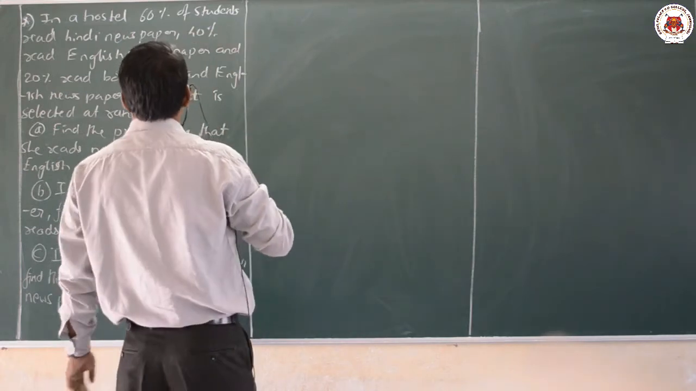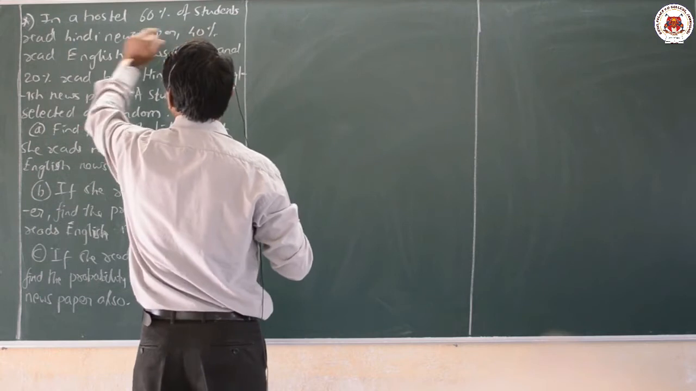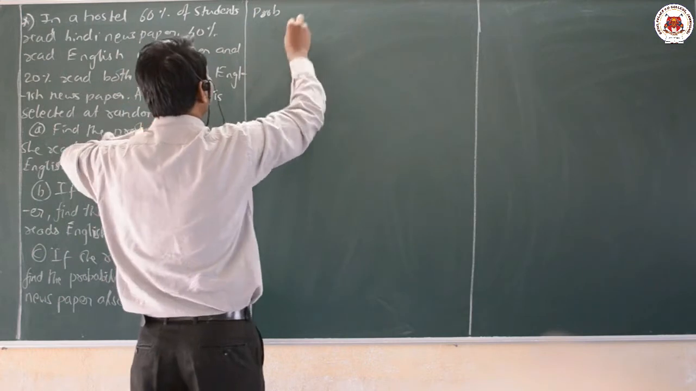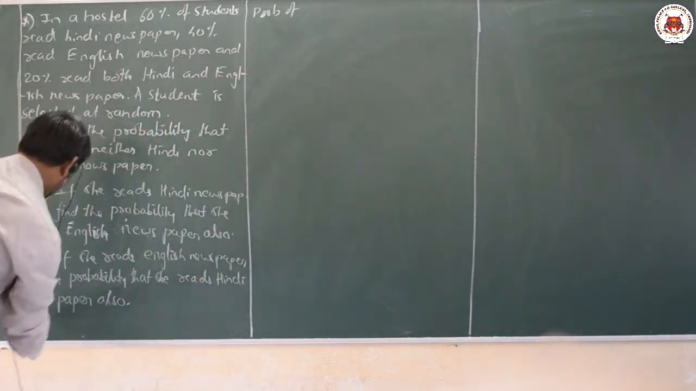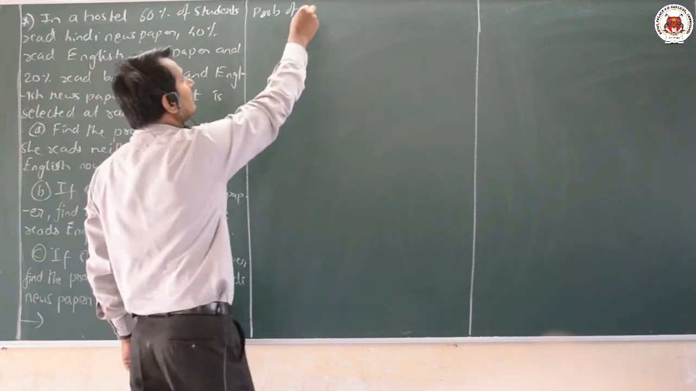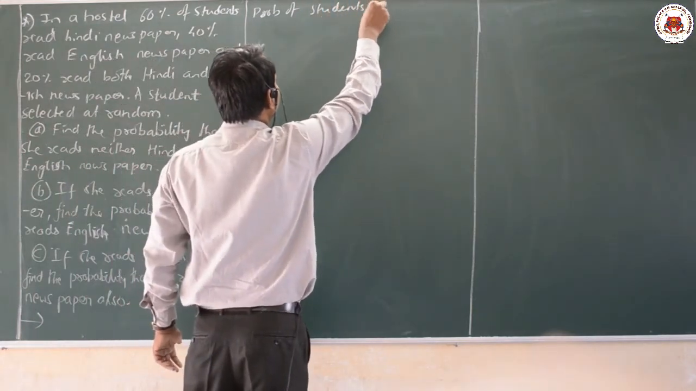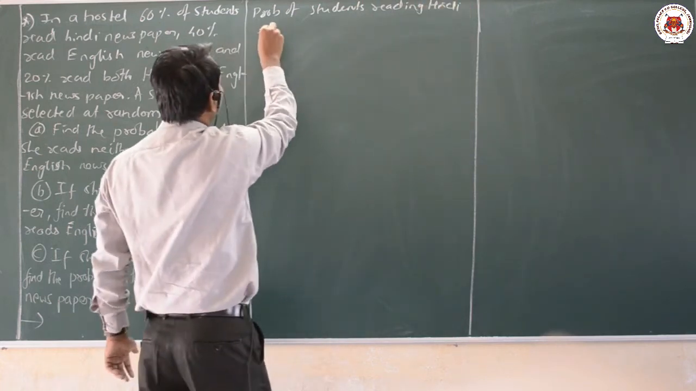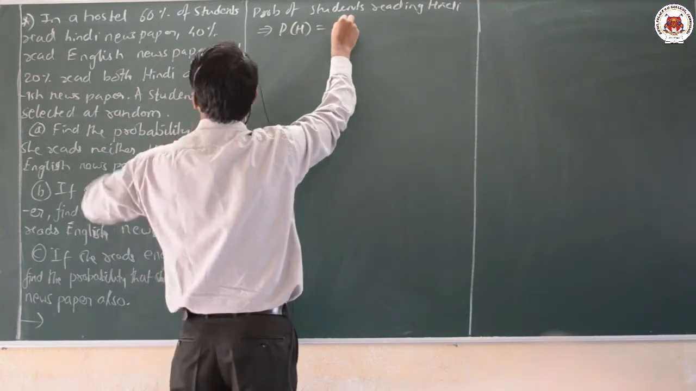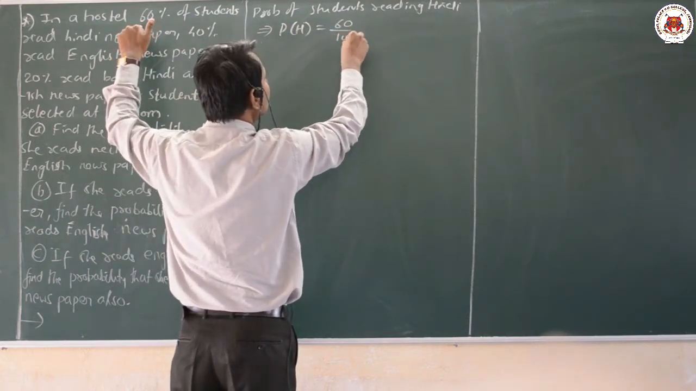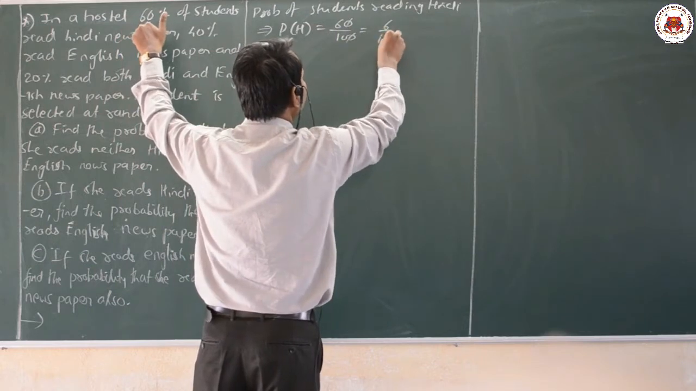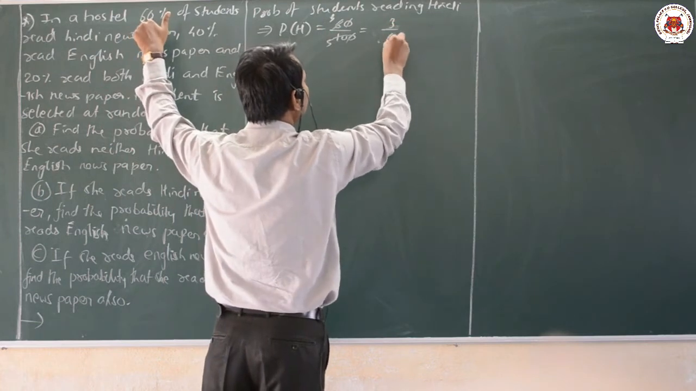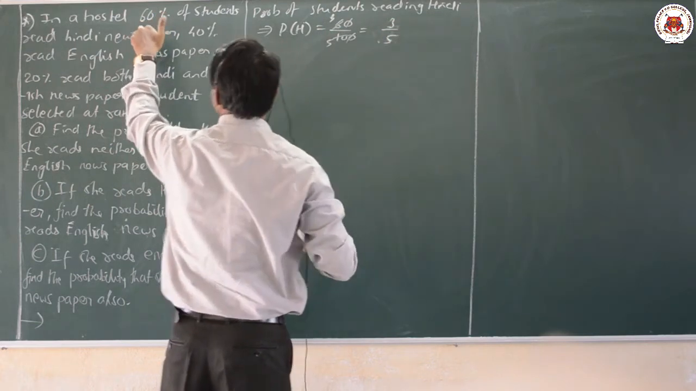So now what he has given, in a hostel 60% of the students read Hindi newspaper. That means I will write down the probability of students reading Hindi newspaper. That implies it is nothing but probability of H. So what it is? It is 60%. 60% means divide by 100. That means 6 by 10, and the value will be, 2 3s are 6, 2 5s are 10. So what we get here? That is 3 by 5 here. First thing.